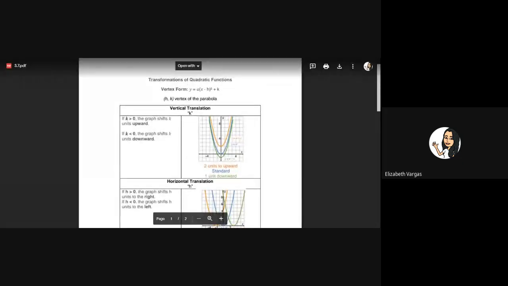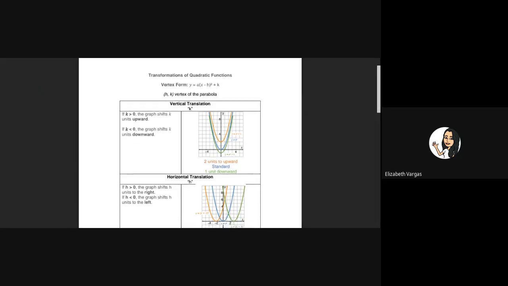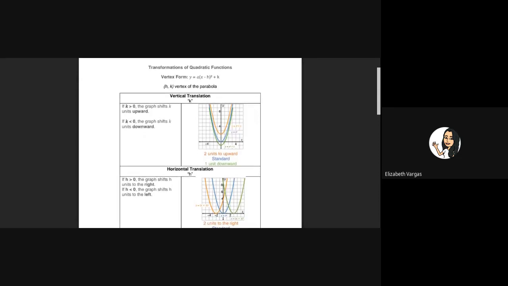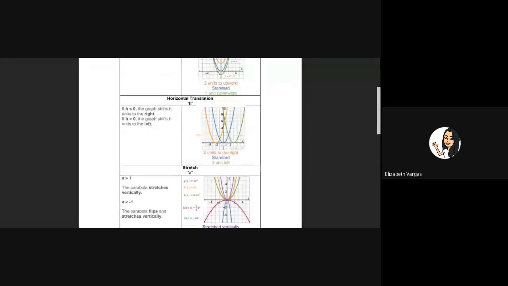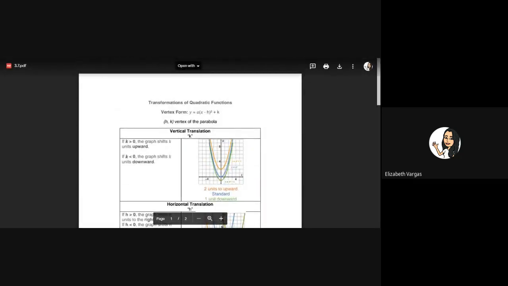And on top of that, the other things that we went over is what happens when your k is greater than 0. If your k is greater than 0, it's upward. If your k is less than 0, you have a translation downward. So translation upward, translation downward. If your h is greater than 0, then you move to the right. If your h is less than 0, you move to the left. Here we have if a is greater than 1, if a is less than 1. And then here you have a little more information about how we went from quadratic to standard form, if you want to reference that. Okay, but this is posted for you already.